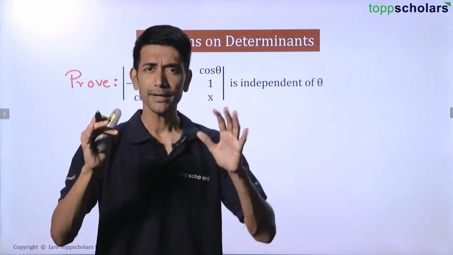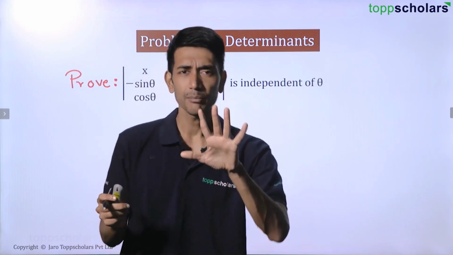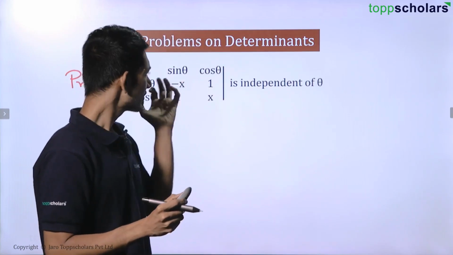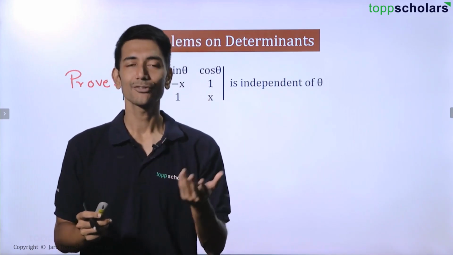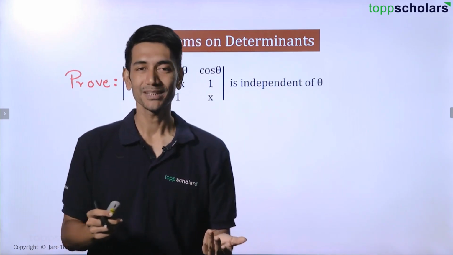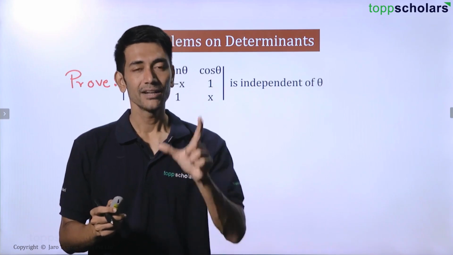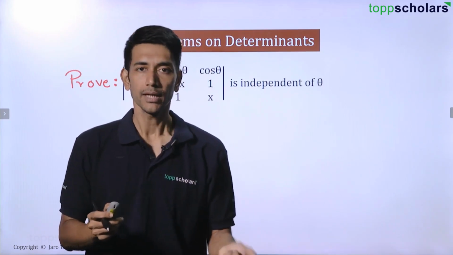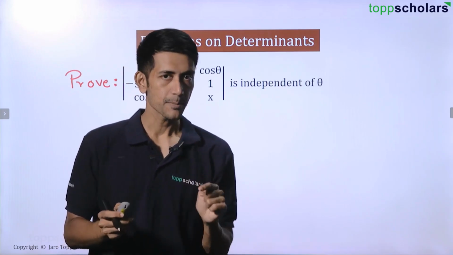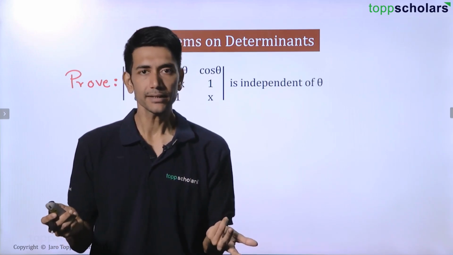It is independent of theta means what? It's very simple. That is, this determinant is not dependent on theta. Obviously, dependent is the opposite of independent, but again, what does it mean? It means that the determinant that you get at the end should not include theta. If there is no theta at the end, then we can say it is independent, isn't it?